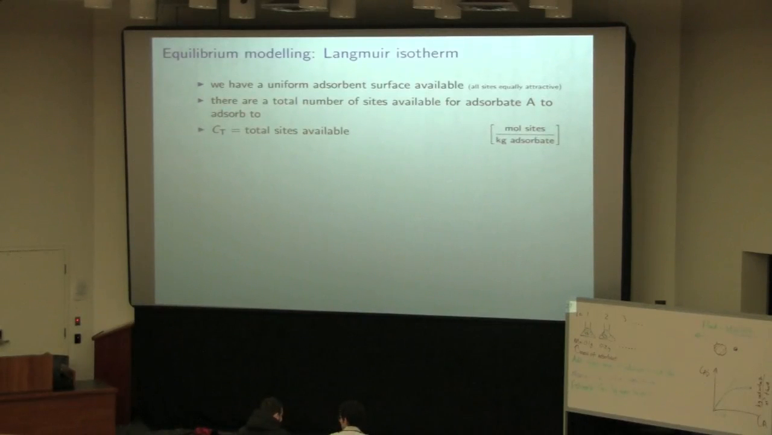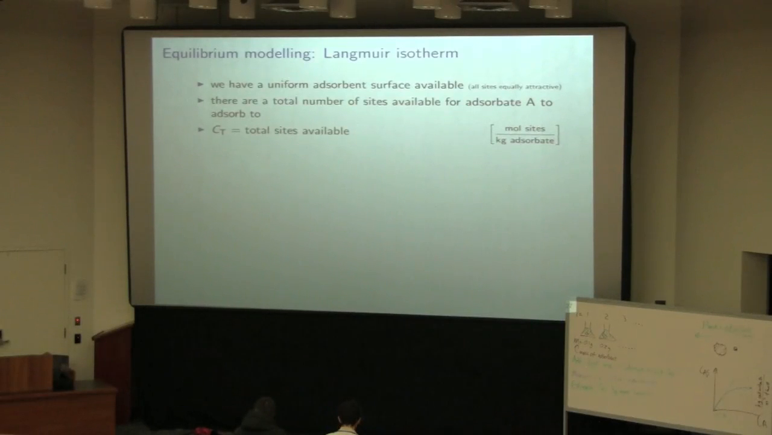So the Langmuir isotherm is derived based on some assumptions. It says that we have a uniform adsorbent surface available. So the solid surface onto which I'm adsorbing has multiple sites where the adsorbate can attach itself. So that's the assumption, that the sites are available. And every site is equally attractive. So there's no preference to how that adsorbent is attracting the adsorbate molecules. Every site on the adsorbent is equally attractive.